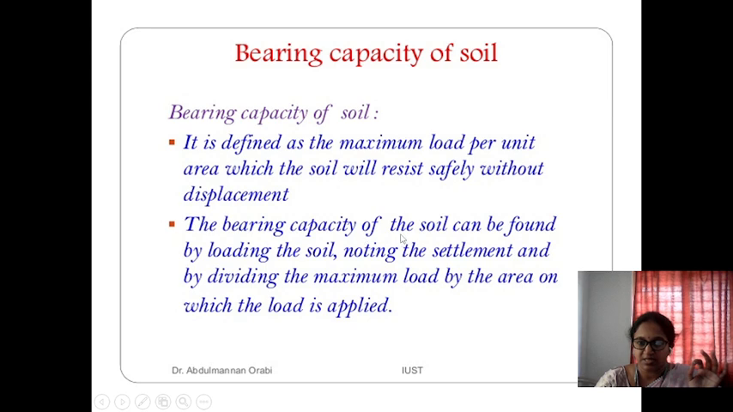So again, the bearing capacity of the soil can be found by loading the soil, noting the settlement, and by dividing the maximum load by the area on which the load is applied. So in this way we can get the bearing capacity of the soil.